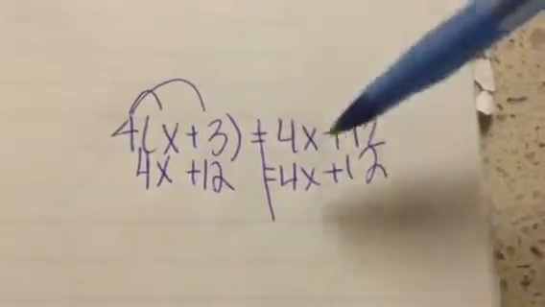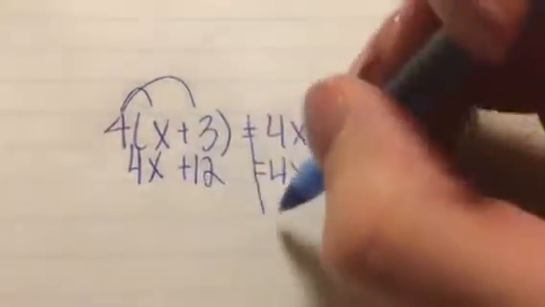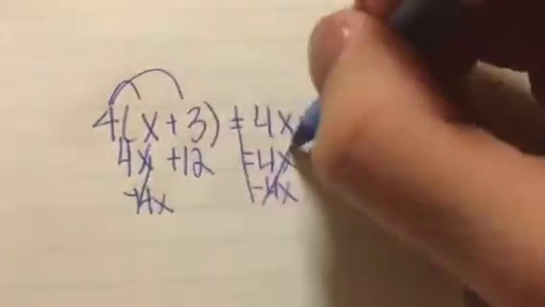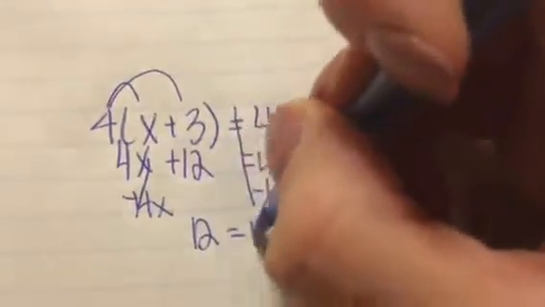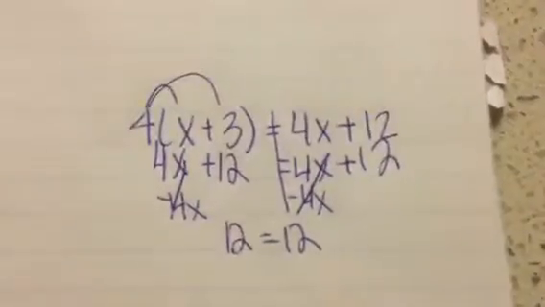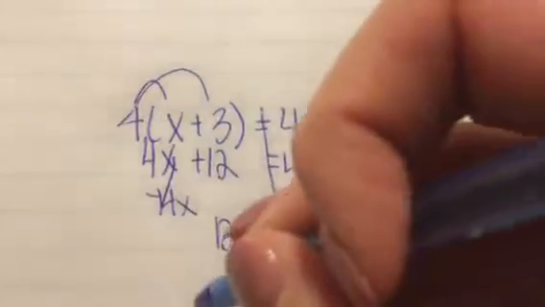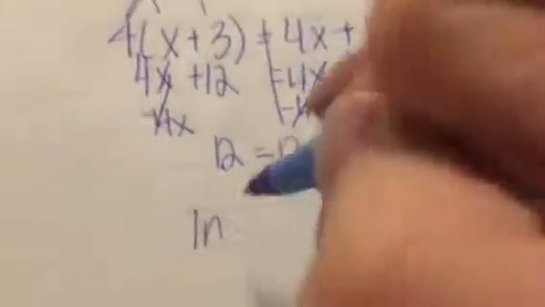I now recognize that I have 4x's on both sides, so I do the opposite. I'm left with 12 equals 12. I ask myself, does 12 equal 12? And I say yes, so I know that that is infinite solutions.